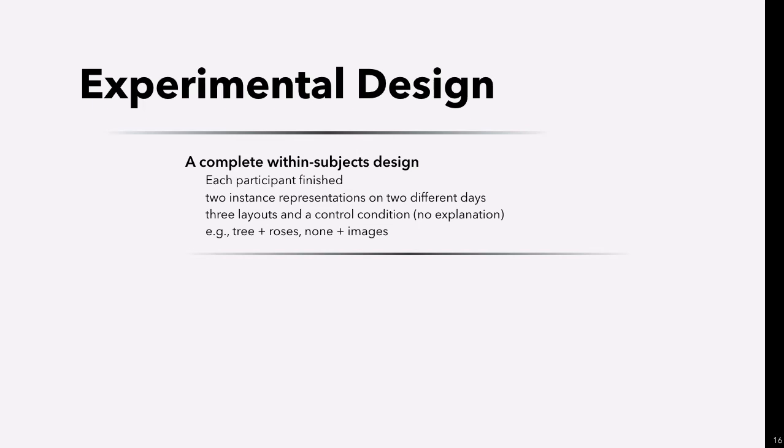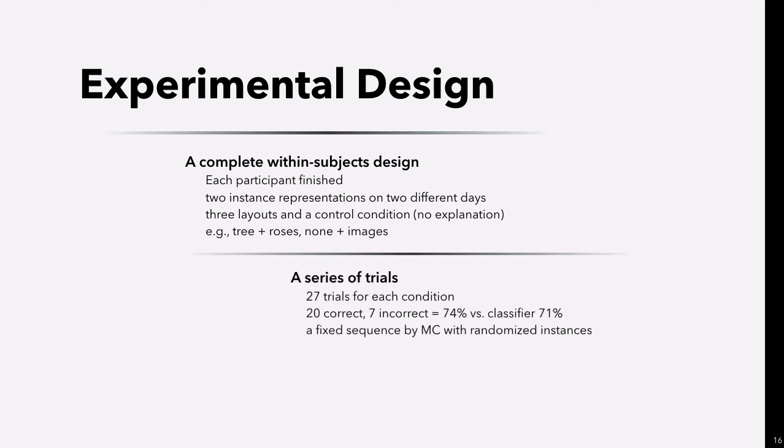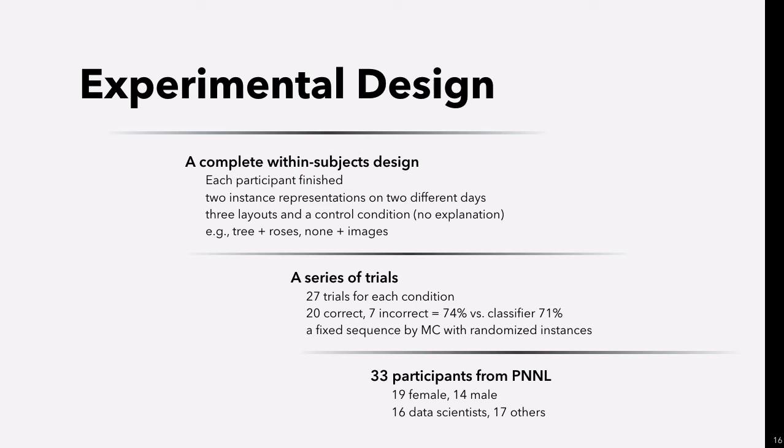And in each condition, participants finish a series of trials. It is a fixed order of correct and incorrect recommendations generated by a Monte Carlo algorithm, but we randomized instances within the sequences to counterbalance the ordering effects. And last, we recruited 33 participants from P&L. 16 of them did data analysis as part of their job at P&L, and we identify them as data analysts.